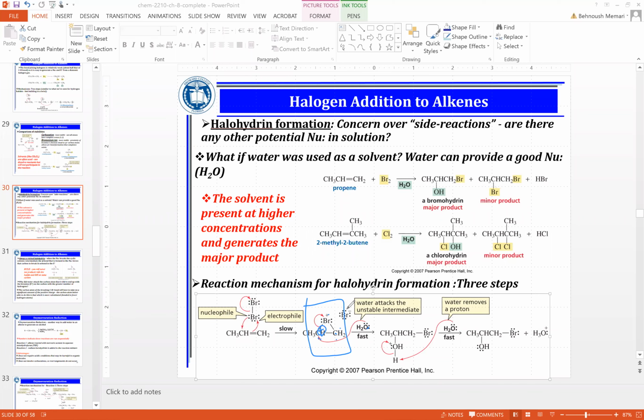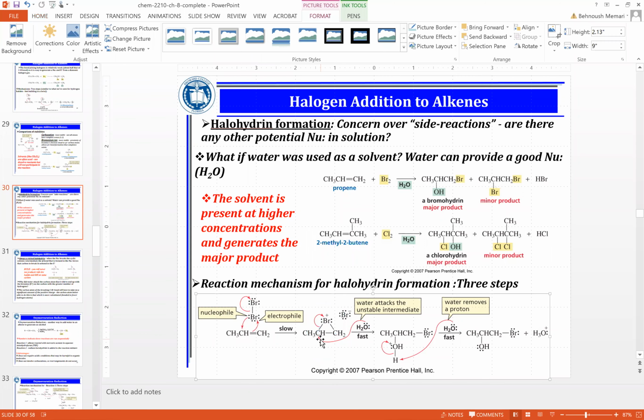I'm sorry. Yes. One question. What do you mean when you say more substituted? More substituted. So let me erase the writing here. This carbon is more substituted than the other carbon 1, right? Carbon 2 is attached to 2 carbons. Carbon 1 is attached to 2 hydrogens and 1 carbon only.